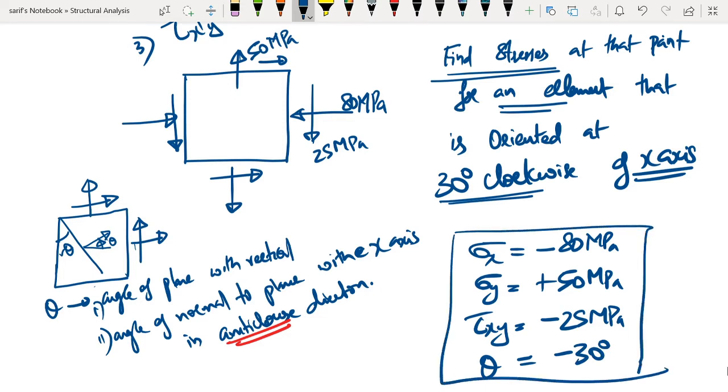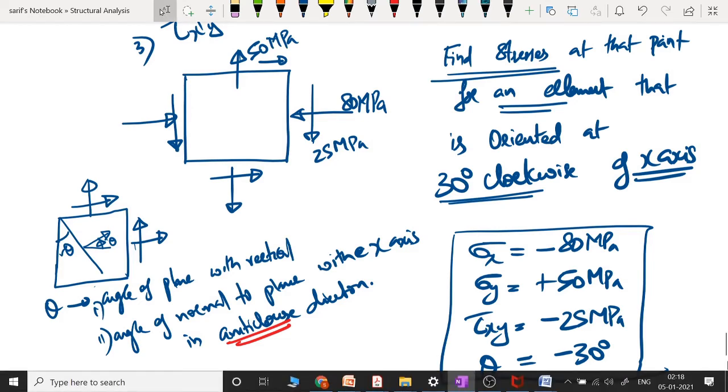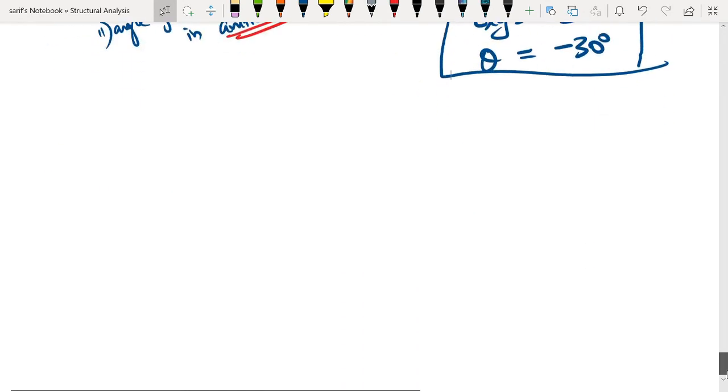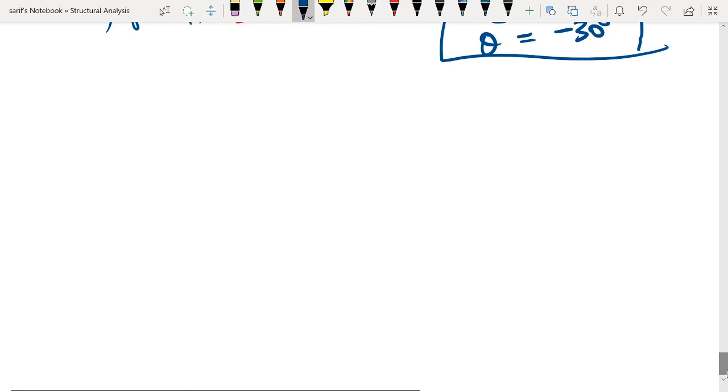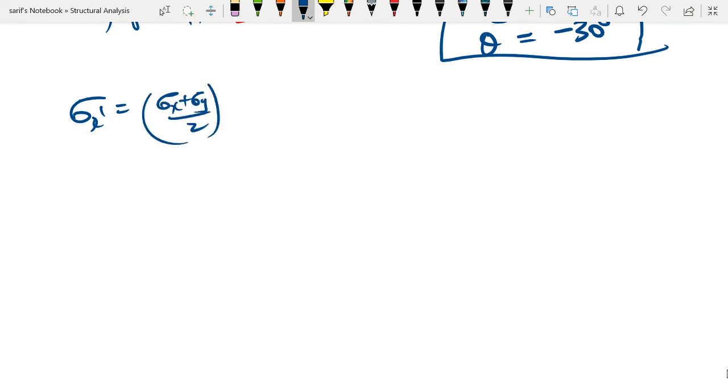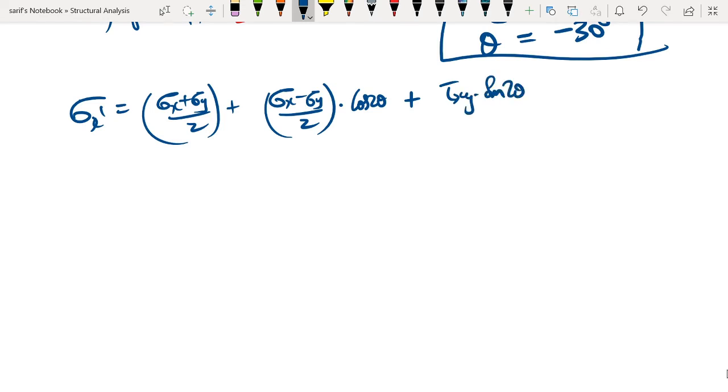Now all we have to do is directly substitute into the equation. So let us try to do that substitution. So sigma x dash is equal to, as we know the equation, sigma x plus sigma y divided by 2 plus, next term is sigma x minus sigma y divided by 2. Alphabetic order is followed, therefore cos 2 theta comes first, then tau xy into sine 2 theta.